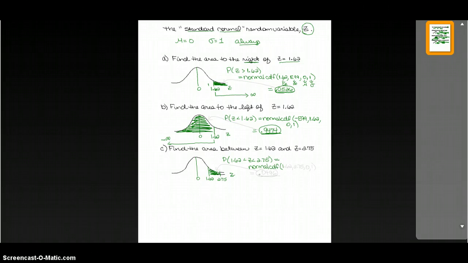So now my lower bound is 1.62 of my area. My upper bound is 2.75, 0, and 1. And I'm going to get, let's see here, 1.62 to 2.75. That area is 0.0496. So by the way, let me just draw some arrows. This area that I just found is this. This area that I found here is all that shaded, and this 0.0496 is this area right here.